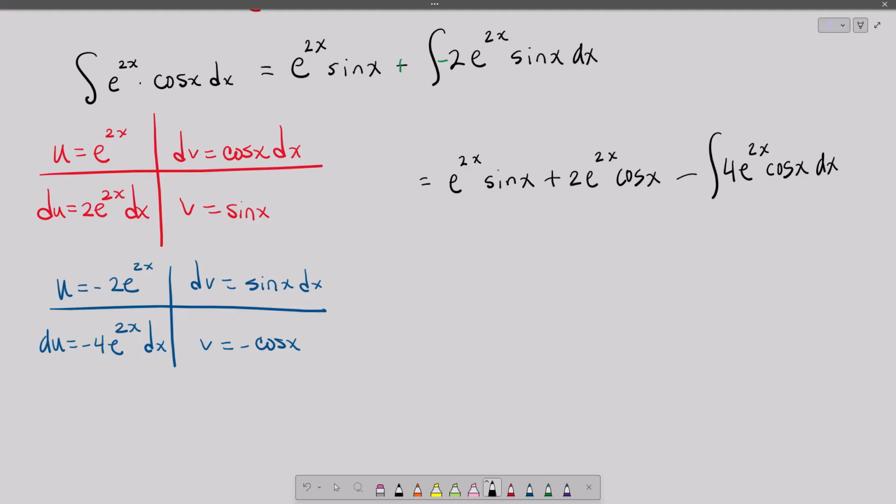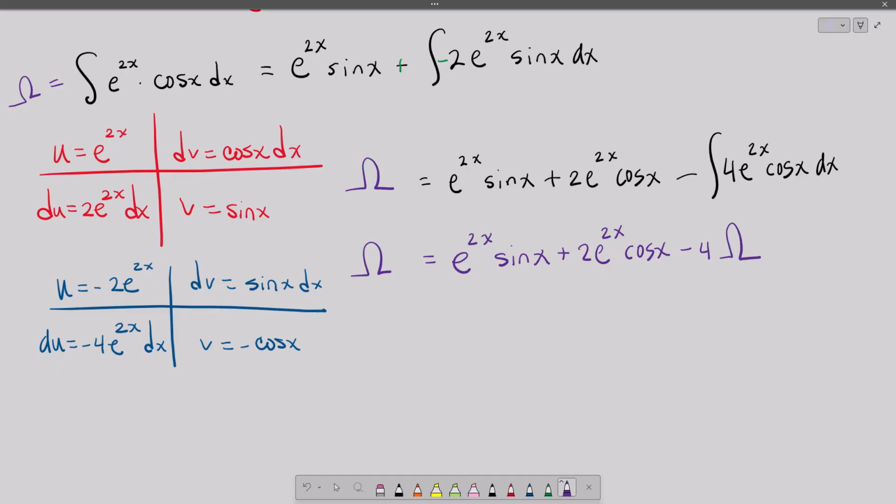And so here is where we usually say, that matches. Let's call the original integral something. So let's call the original integral omega. So that means that omega is equal to this whole thing. And what we notice is that we have a multiple of omega over here. So this leading stuff will still be there, and then we have minus 4 omega.